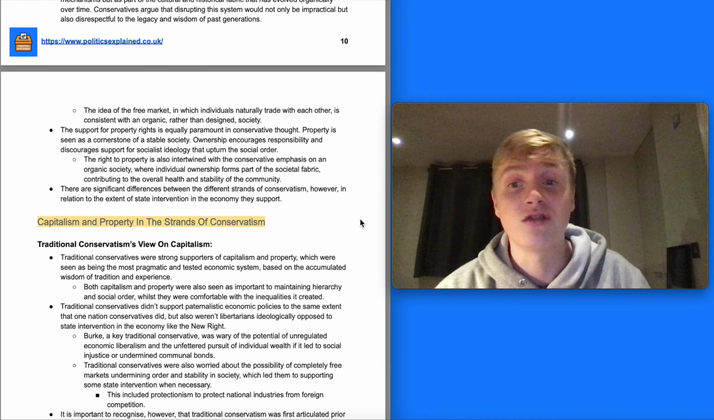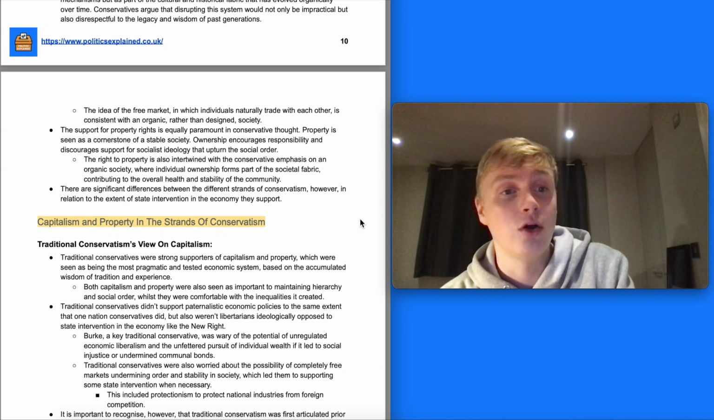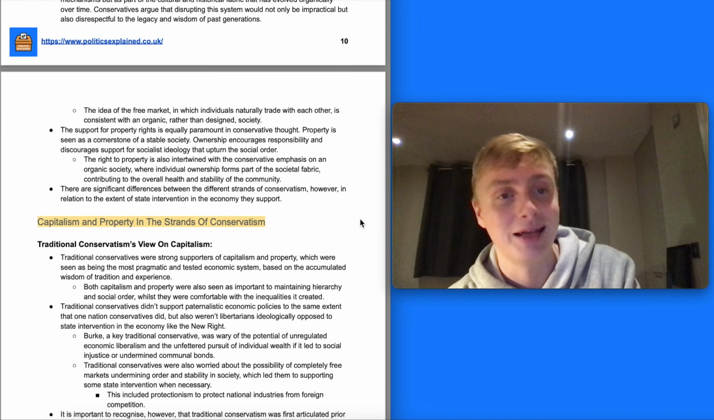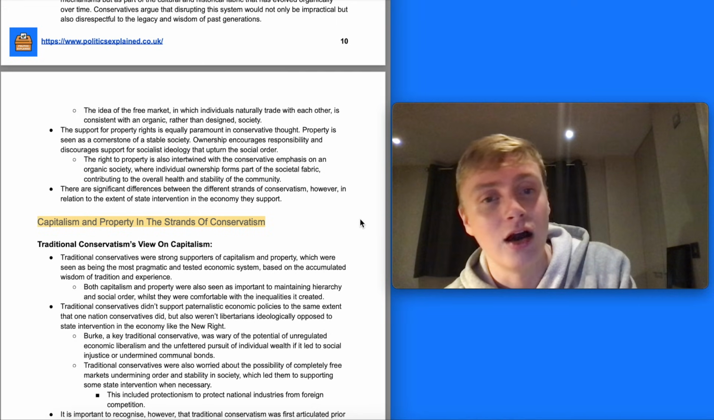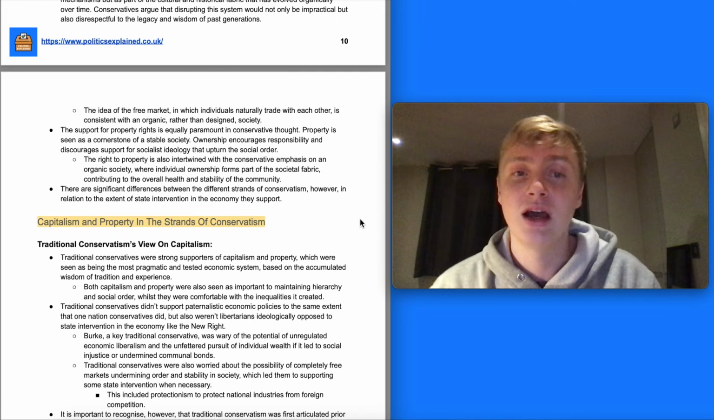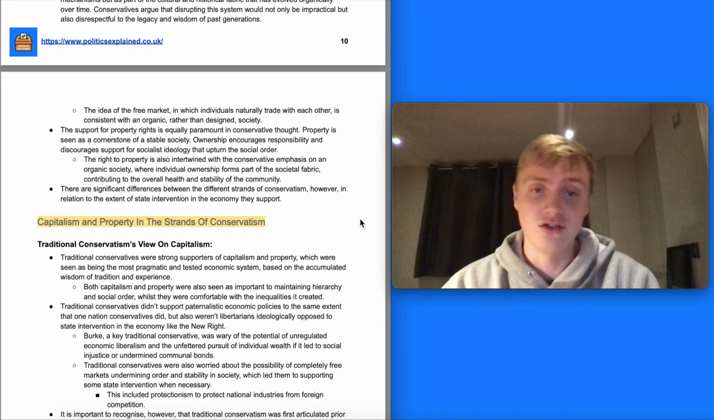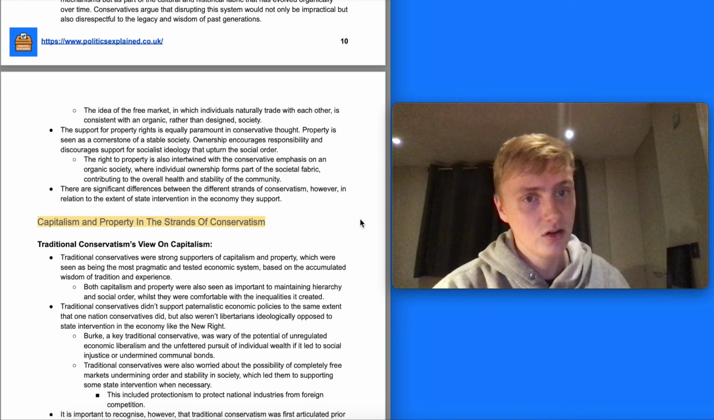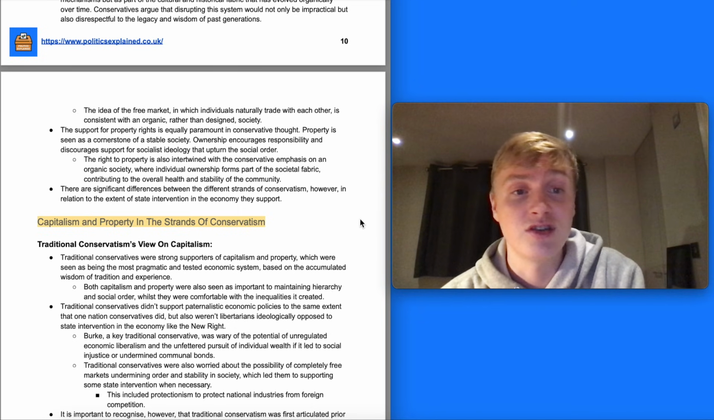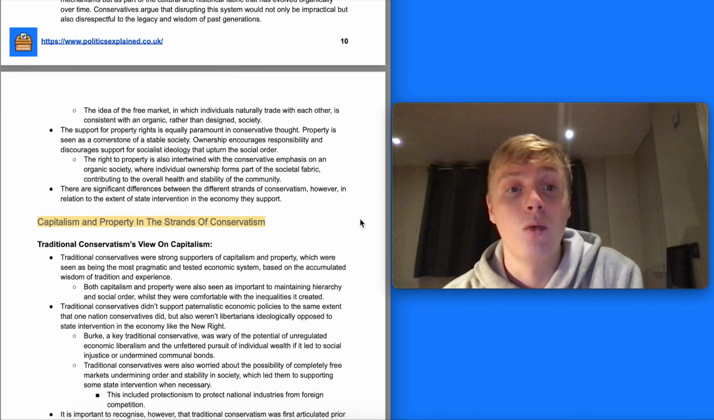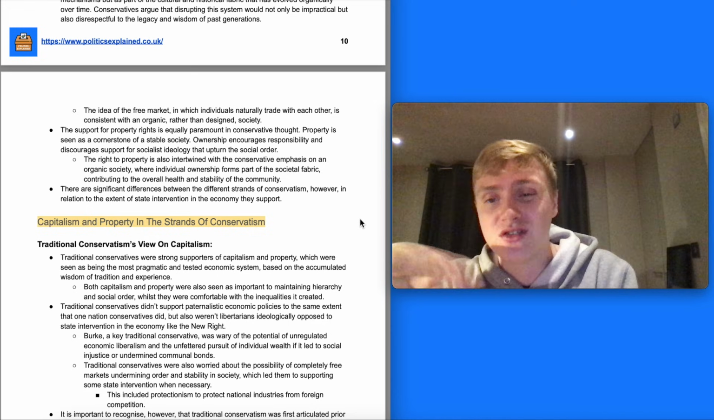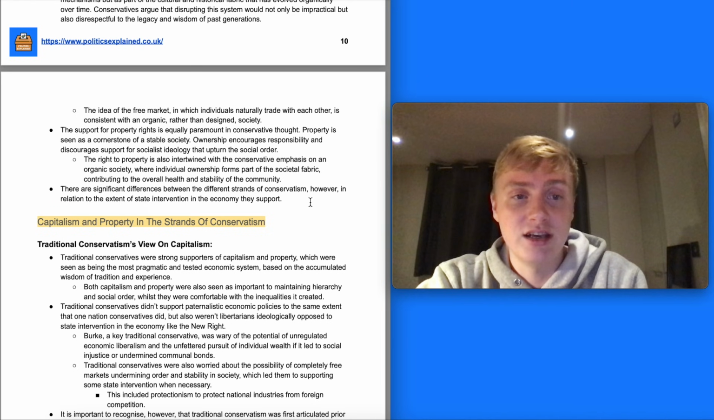Crucially, property is really important to conservatism as well. It's seen as a cornerstone of a stable society. This order and stability in society is really important. And they argue that ownership encourages responsibility and discourages support for socialist ideology that upturns the social order. So the right to property is also intertwined with the conservative emphasis on an organic society, where individual ownership forms part of the social fabric as well, contributing to the overall health of society as a whole.